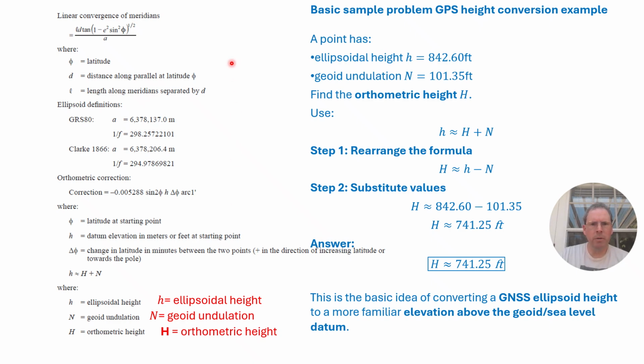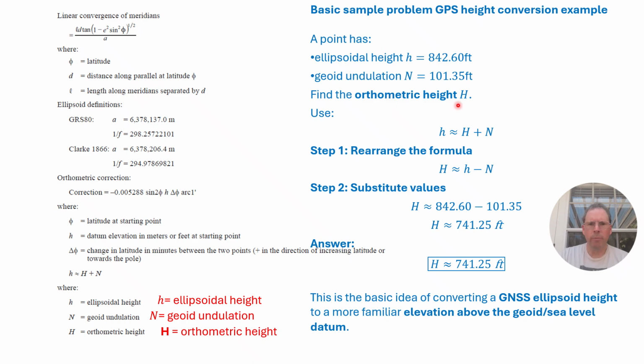So I'll just pick a basic example, a GPS height conversion example. Let's say a point has an ellipsoid height h equal to 842.60, and a geoid undulation N of 101.35. Find the orthometric height. So you're going to pull this equation here. The small h is the ellipsoidal height, N is the geoid undulation, and H is the orthometric height.